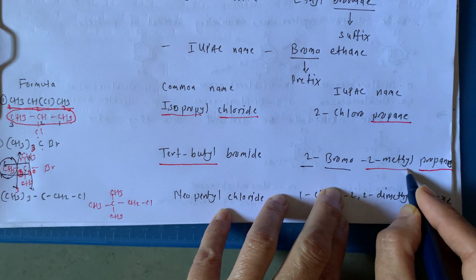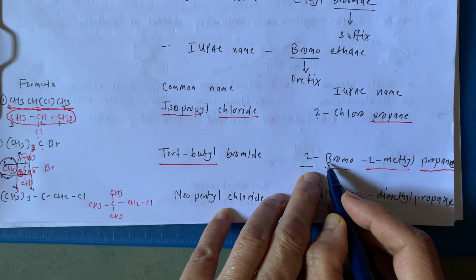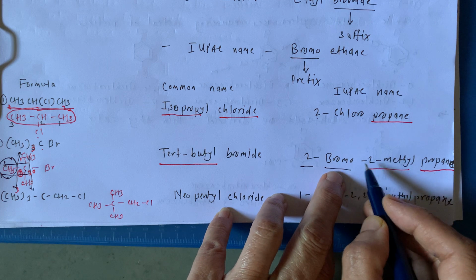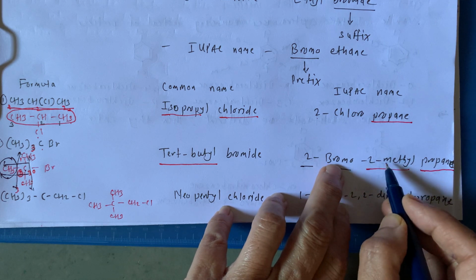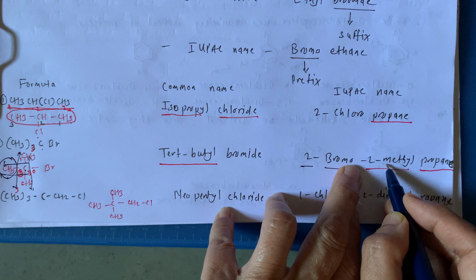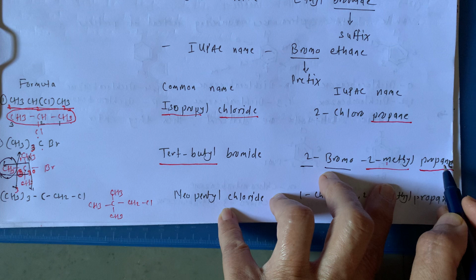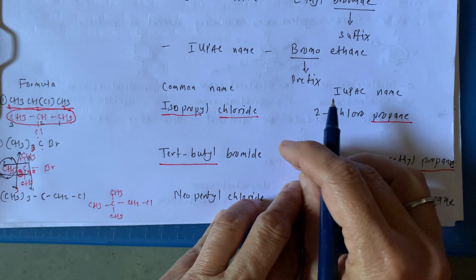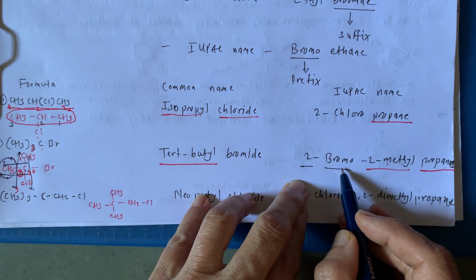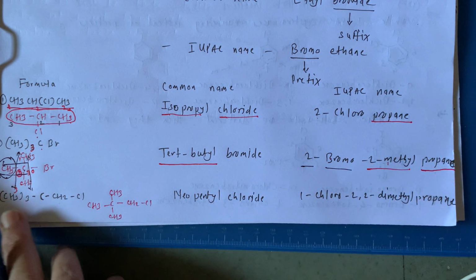So now see here, 2 dash, always the first letter should be capital. So 2-bromo. Now again number and alphabet, so dash. Then again here number and alphabet, so dash. Now the methyl is in the small letter, and propane is also in small letter. Together we write here 2-bromo-2-methylpropane. Okay, we will take one more example.